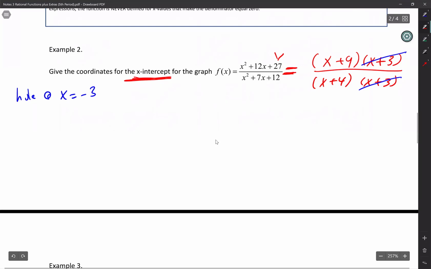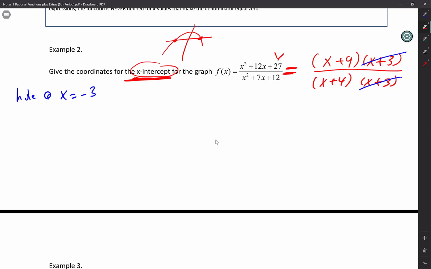All right. Now next. What did I want? X-intercept. The only way you cross the x-axis, and by the way, this is not how the graph looks. It's a rational function. I'm going to show you how it looks in a little bit. The only way you cross the x-axis is if the y value equals 0. So 0 equals x plus 9 over x plus 4. The only way you can equal 0, guys, is if the numerator is 0.